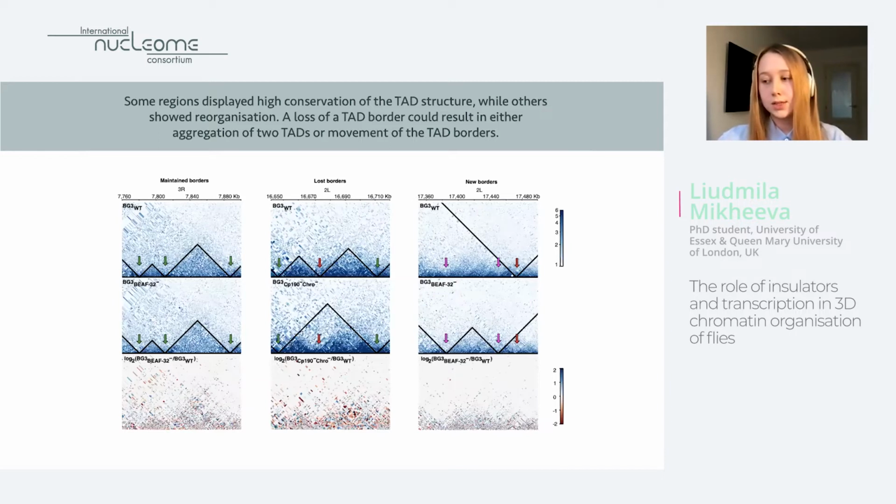So on the left panel, we see that some of the borders are located at exactly the same places, both in wild type and in the mutant, as before the protein depletion. Some borders, like in the middle panel, are lost and result in aggregation of neighboring TADs into one big TAD. And on the right-hand side, it's a new border that mainly is just a large shift of an existing TAD border in wild type, but sometimes may be a real new border that splits the existing TAD into two subTADs.